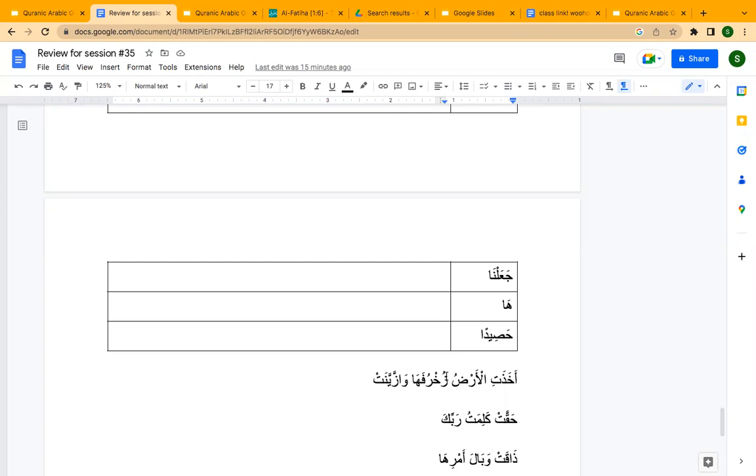And then zukhrufaha. What do you think about this? Zukhrufa. What construction? It's a detail. Very well done. And what is the construction? It's an idafa as well. Very well done. And the status is nasb. The earth took its adornments.